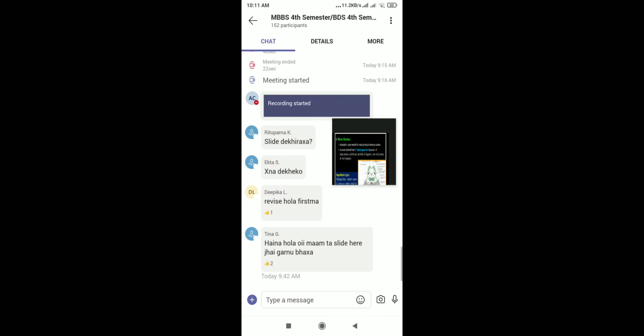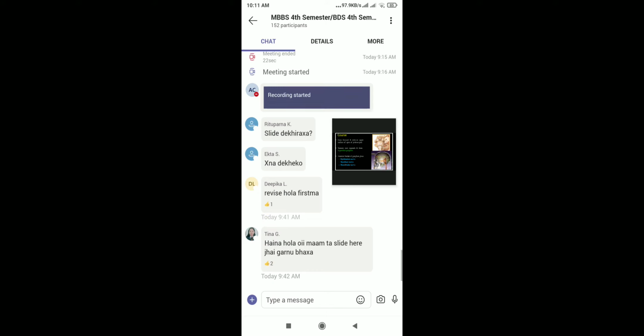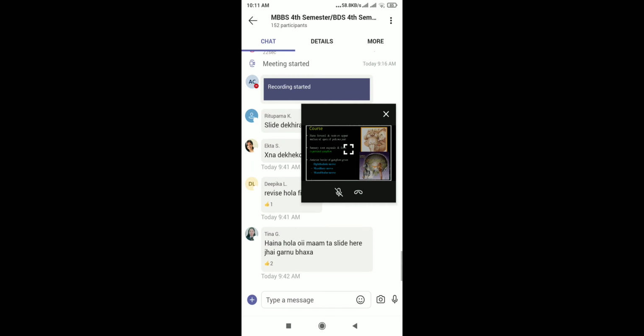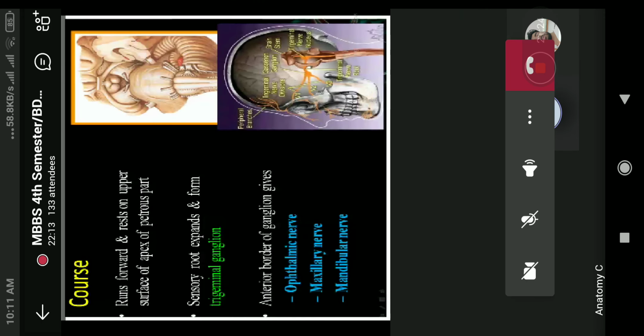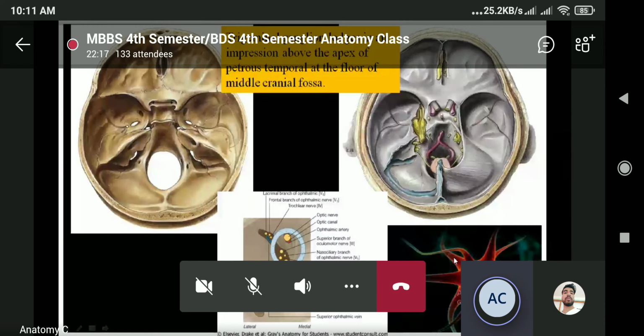Next one is, what is the course of the trigeminal nerve? It will run forward. Now just see, when it comes out from the ventral surface of the pons as a motor root and the sensory root, then it will run forward and it will rest on the upper surface of the apex of the petrous part of the temporal bone.